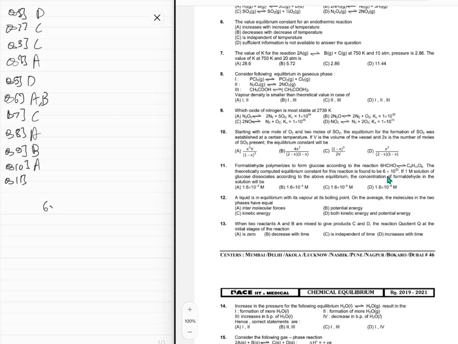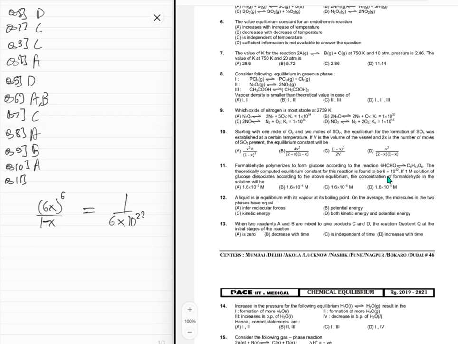right, so it's going to be 6x upon 1 minus x, and this is going to be 10 to the power of 6, right? That will be 1 upon 6 into 10 power 22. The concentration of the formaldehyde in the solution will be. So just need to find what 6x is, and we'll be done.